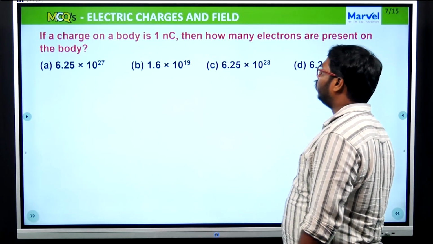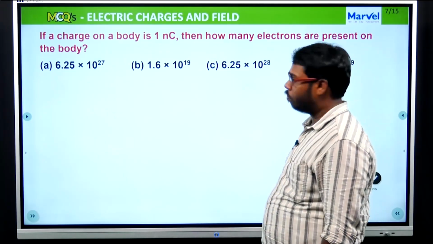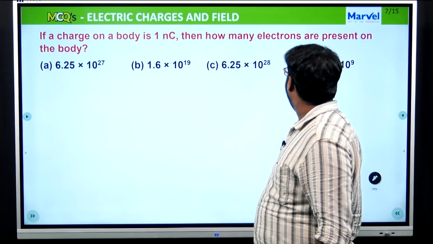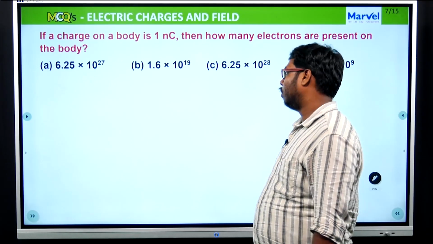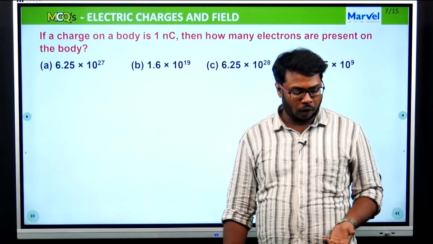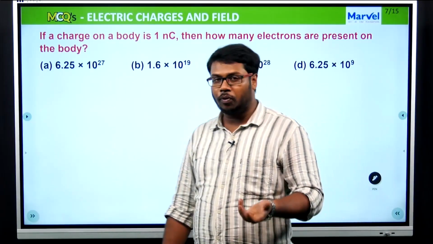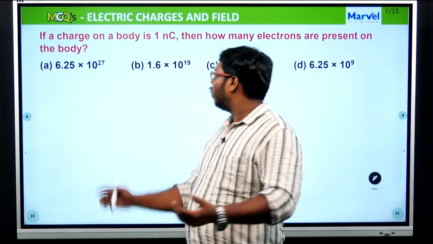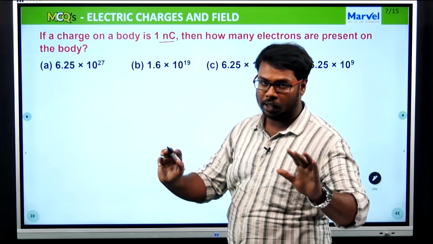If a charge on a body is 1 nanocoulomb, then how many electrons are present in the body? So a charge in a body is given and we are asked to find the number of charges that are required to form such a charge. It's again an easy one.